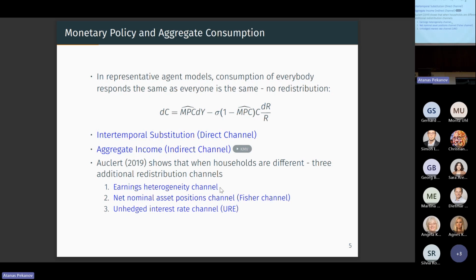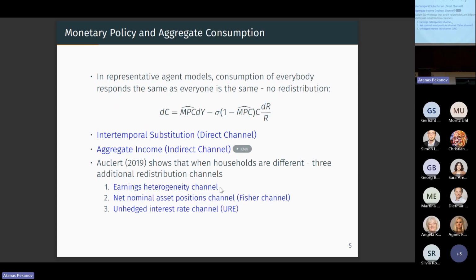Now, Auclert shows that when households are different, there are three additional redistribution channels. First one, the earnings heterogeneity channel, the fact that households are different along the income distribution. Then the net nominal asset positions channel, which is a Fisher channel. You can think about it as households being different across their net wealth. And then third, an unhedged interest rate channel, which is the most interesting one. I'll go deeper into it, but very briefly explained, this is the part that is your net savings requirement in each period. What does that mean?